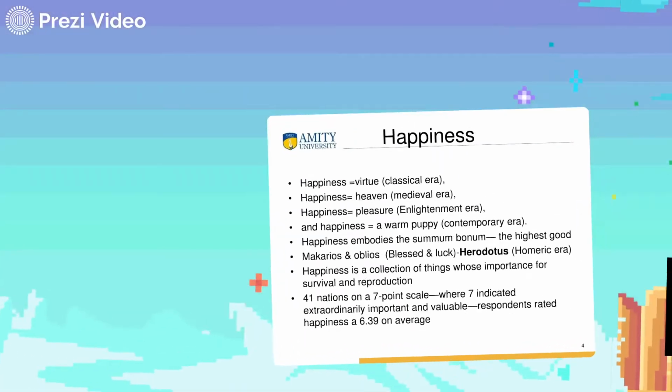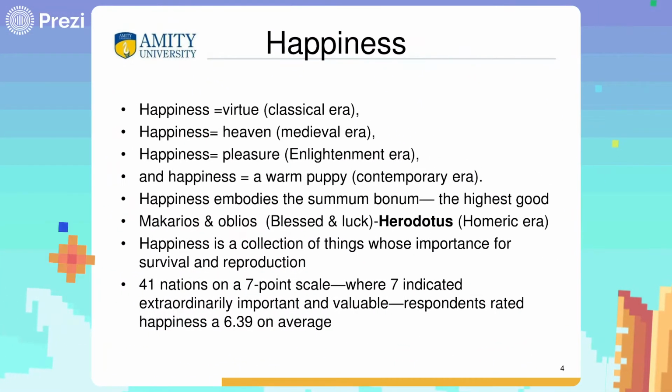Even if you want to read some reports on the happiness of countries of the world, there were surveys done based on which people were able to conclude which country is the most happy country. Even in that, it was found that out of 41 nations on a 7-point scale, where 7 indicated extraordinary, important and valuable, respondents rated happiness as 6.39 on average.